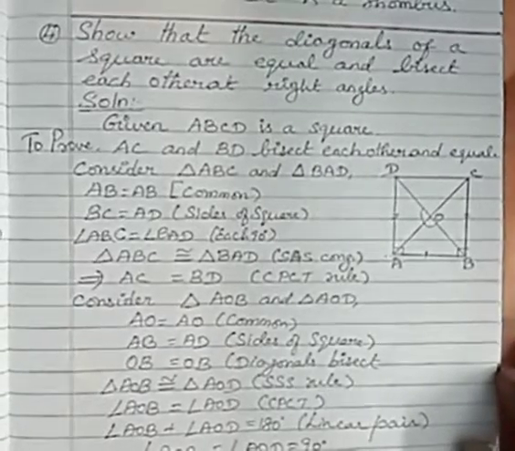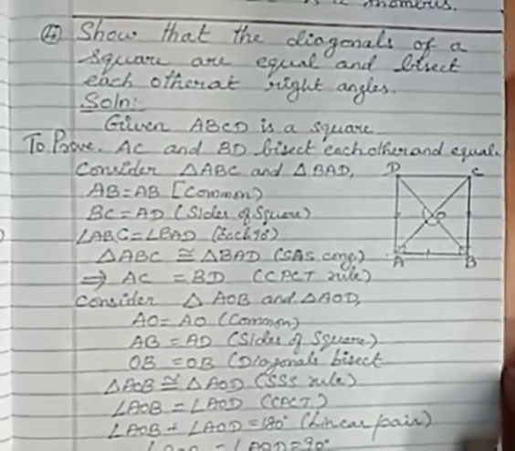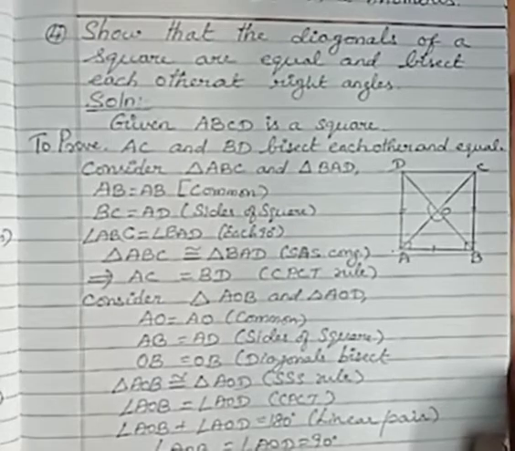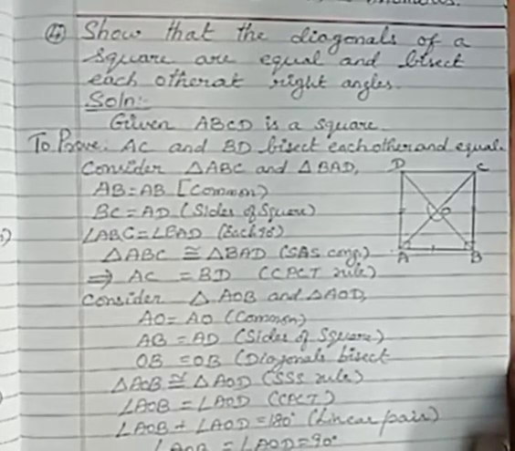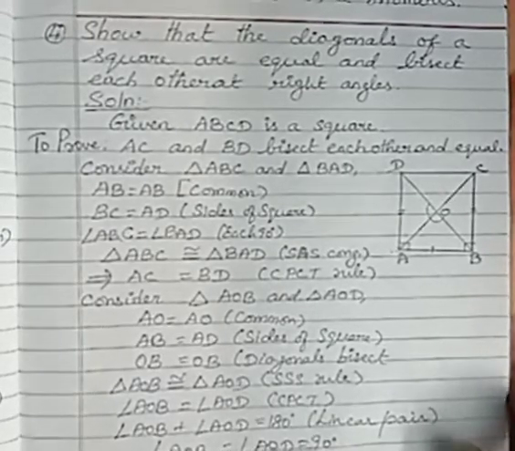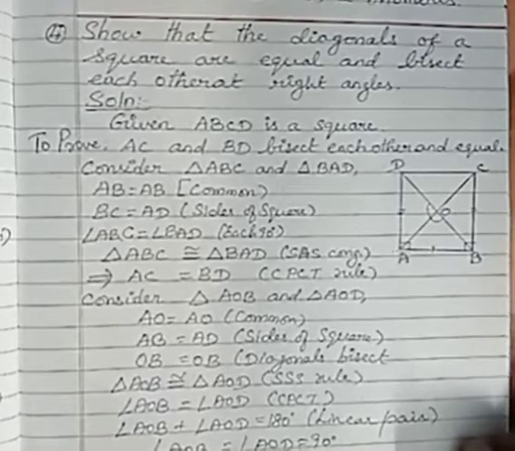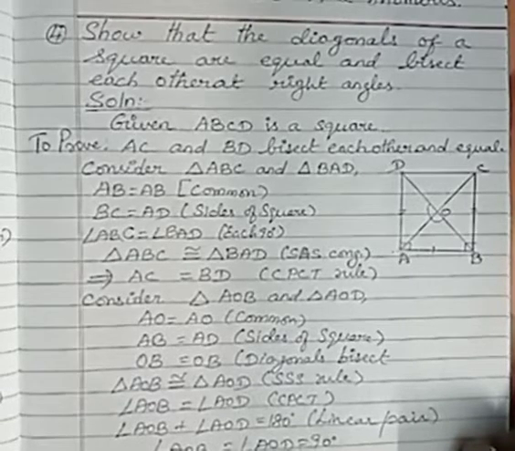Hello students, let us see problem number 4 in exercise 8.1. Read the question. Show that the diagonals of a square are equal and bisect each other at right angles.